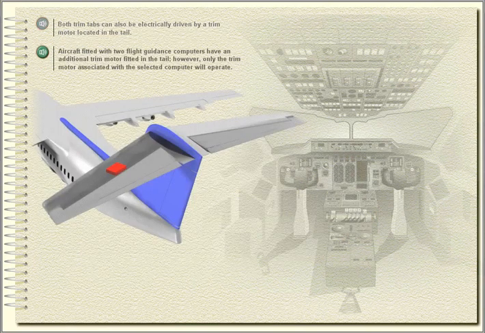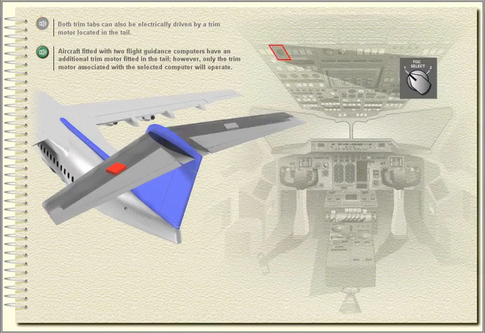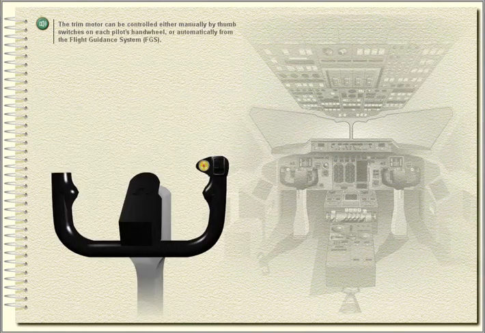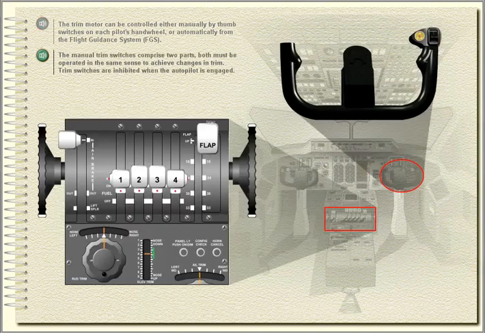Both trim tabs can also be electrically driven by a trim motor located in the tail. Aircraft fitted with two flight guidance computers have an additional trim motor fitted in the tail. However, only the trim motor associated with the selected computer will operate. The trim motor can be controlled either manually by thumb switches on each pilot's hand wheel or automatically from the flight guidance system.